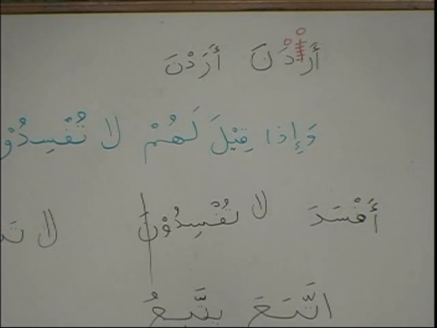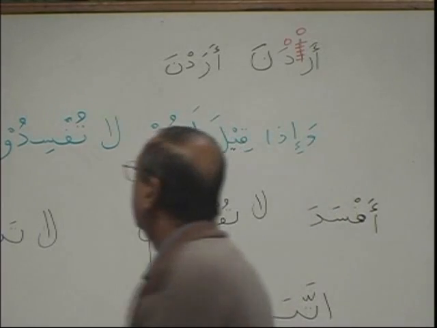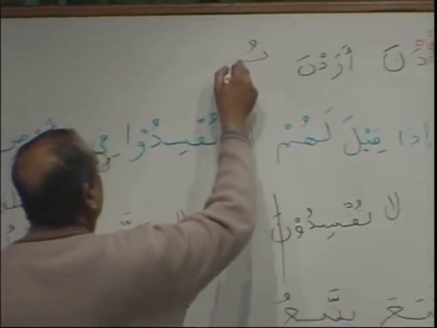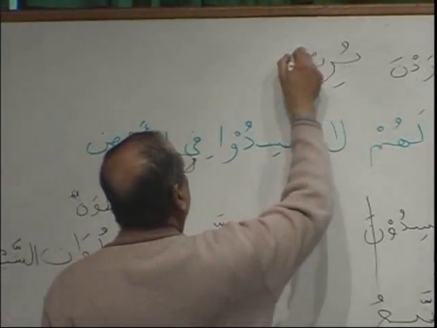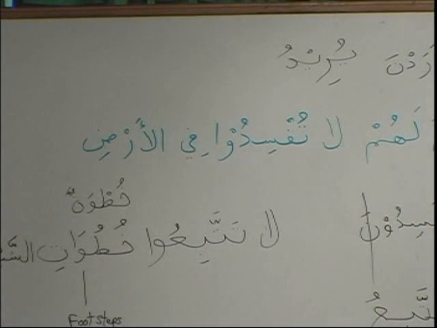Now we come to mudari'. There are four letters, so the alamatu mudariya will get a dhamma. What will it get, brothers and sisters? Dhamma. You repeat. Okay, ready? Yuridu, yuridani, yuriduna, turidu, turidani, yuridna. Now you know why yuridna.